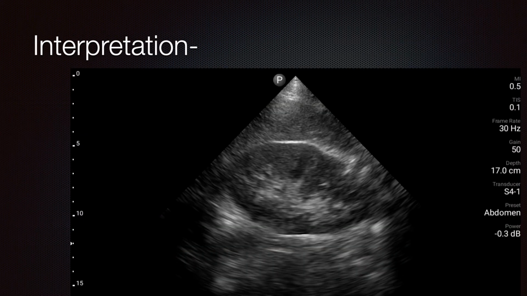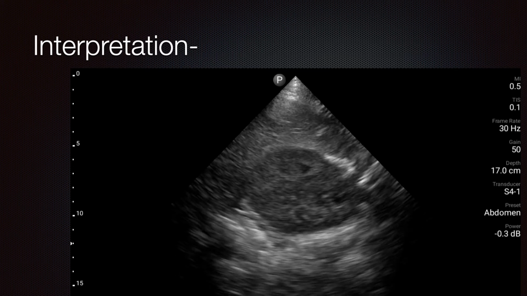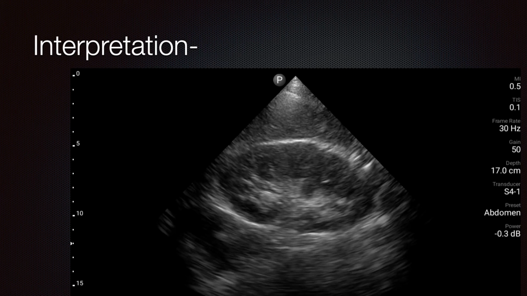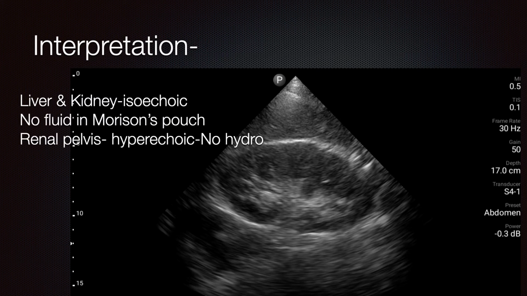So just again to go over your interpretation of renal ultrasounds for point-of-care ultrasound, you're trying to answer these binary questions. First, is the liver and the kidney isoechoic? Next, is there any fluid in Morrison's pouch or the hepatorenal space here? Making sure you look at the caudal tip of the liver here, the most sensitive place to find fluid. There's no evidence of any fluid there.